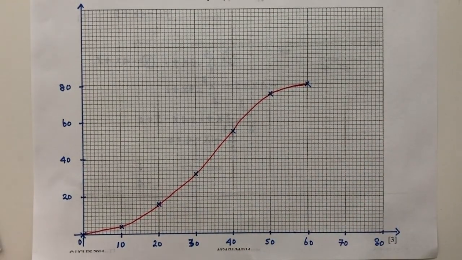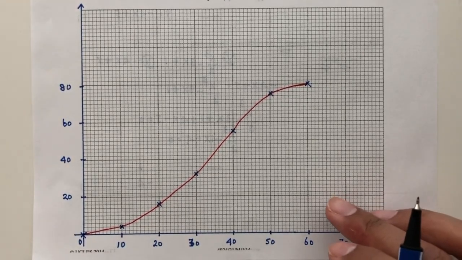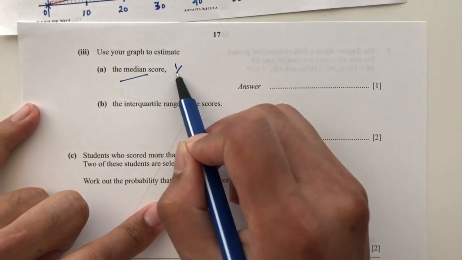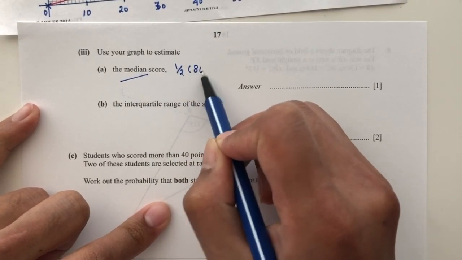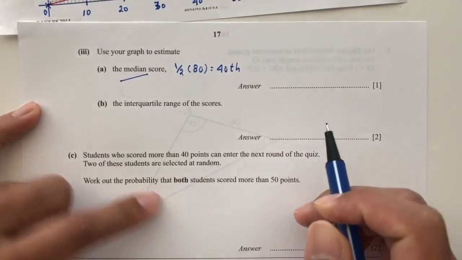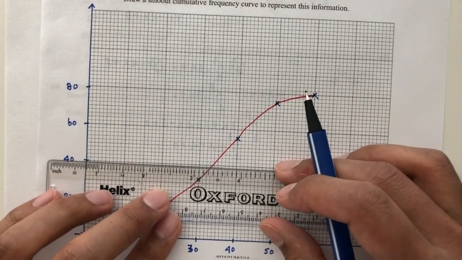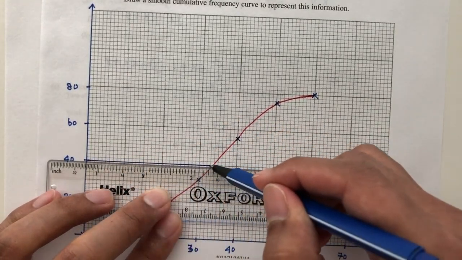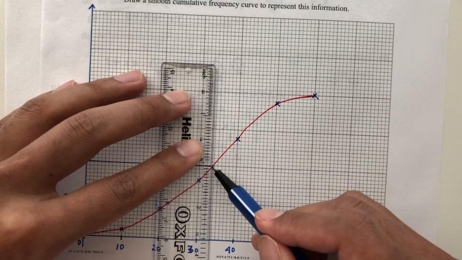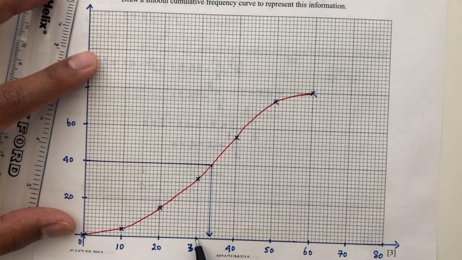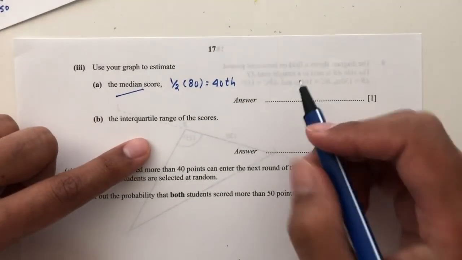So let's see what else we can do now. That is your answer for this one. And then the next question, it says use your graph to estimate the median score. Median is half the value, and the number of people is 80, so that will be your 40th value. Using your curve, you have to draw the lines. The 40th value is here. For this one, you have to show your work for your answers. For me, I have about 30, 31, 32, 33, 33.5. So my median score is 33.5.